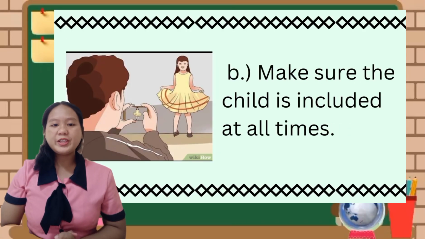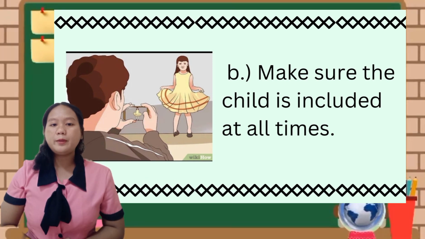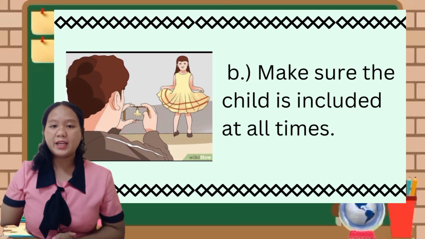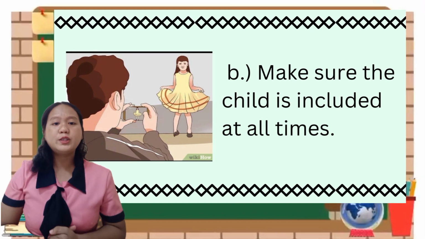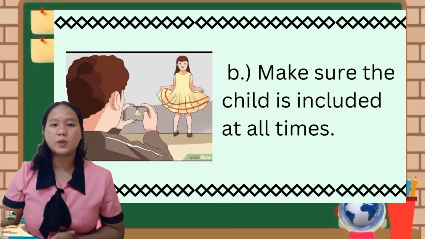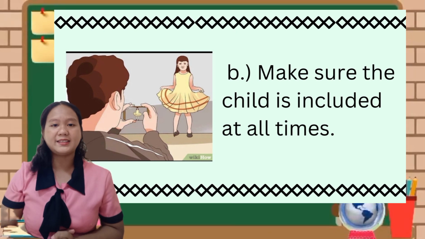B. Make sure the child is included at all times. Children with cerebral palsy may find it hard to find friends and join in with group work. They often get left out. This can upset the child and make them enjoy school less. To counter this risk, make sure he or she is included at all times. If you can't have them do a given task exactly as other students are, try to adapt it for their skills and strengths.